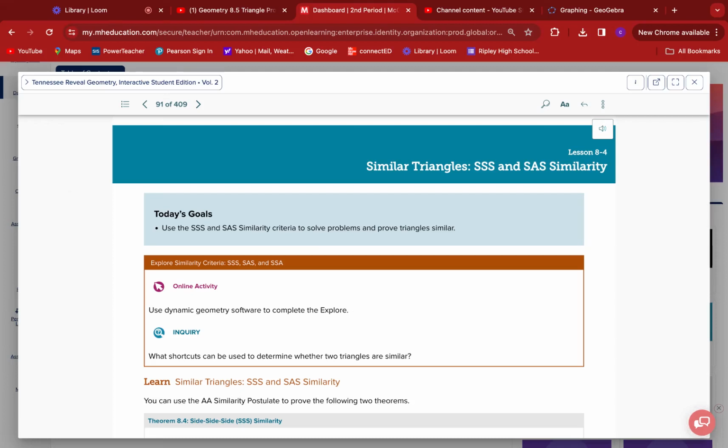All right, everybody, we are in lesson 8.4. Similar triangles using the side, side, side, and side angle side similarity. So again, S stands for sides and A stands for angles.